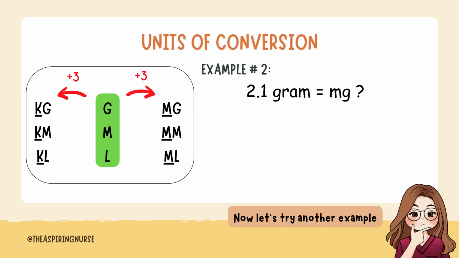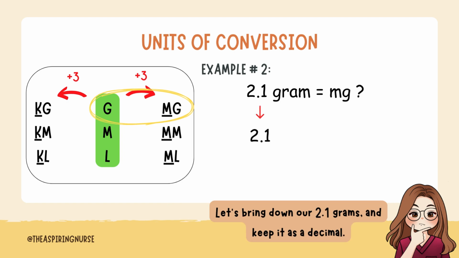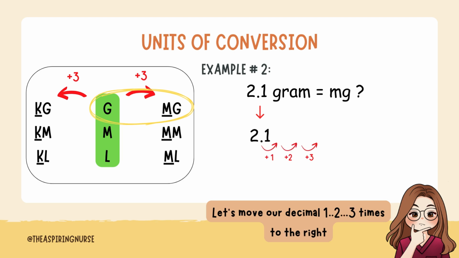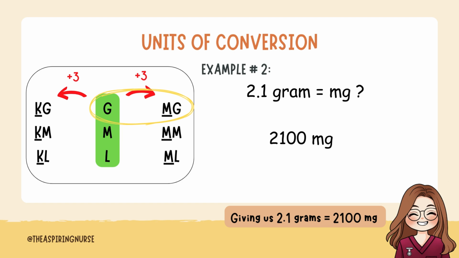Now let's try another example. According to our conversion chart, we will be moving the decimal point 3 times to the right. Let's bring down our 2.1 grams and keep it as a decimal. Let's move our decimal 1, 2, 3 times to the right. Don't forget to add your zeros, giving us 2.1 grams equals 2,100 milligrams.